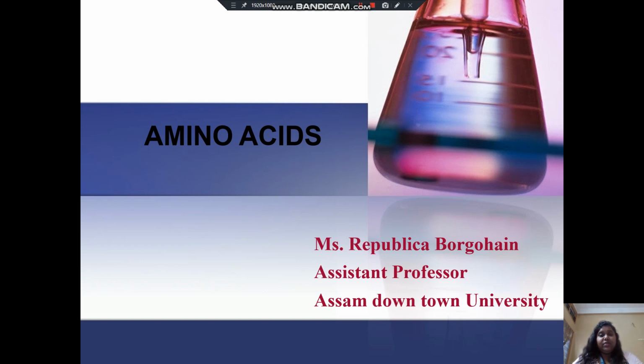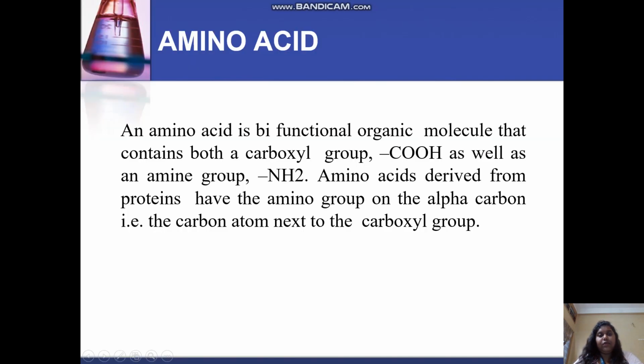So today I will be going to discuss the introduction part, that is for amino acids. First of all, I'll be giving the definition: what is an amino acid? An amino acid is a bifunctional organic molecule that contains both a carboxyl group, that is COOH, as well as an amine group, NH2.